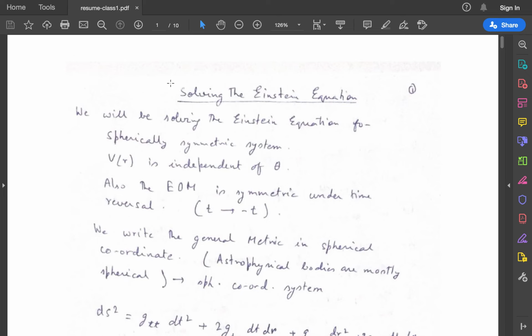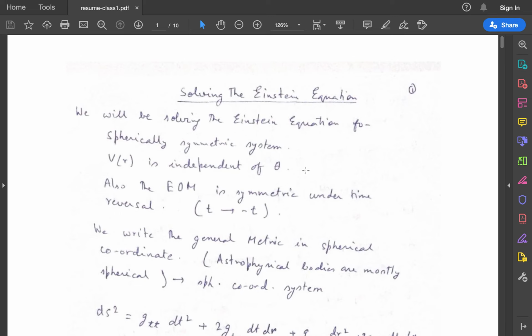So first thing is solving the Einstein equation. We will start with solving the Einstein equation for a spherically symmetric metric. What do we mean by spherically symmetric metric? It means that this V(r), this potential, is independent of theta.